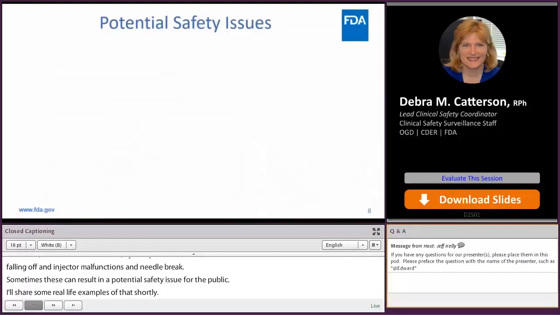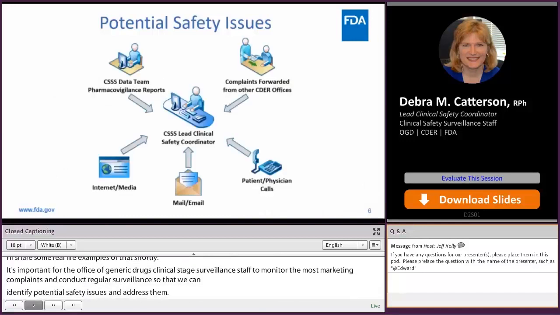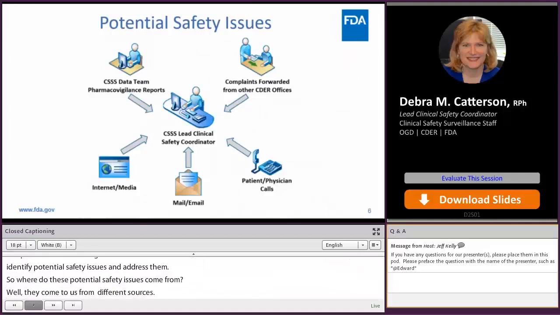So where do these potential safety issues and quality complaints come from? Well, they come to us from different sources. We have our CSSS Data Team Pharmacovigilance Report. Now, this is the post-marketing surveillance work that Ed Kim just spoke to you about, and that's done by the CSSS Data Team. We also receive MedWatch reports and other complaints from other CDER offices. Another source is the internet and media. And we may receive them directly from patients and physicians by email, mail, and telephone.